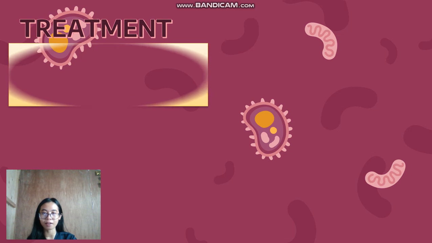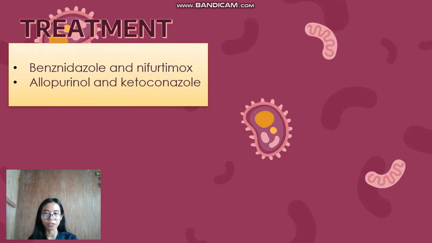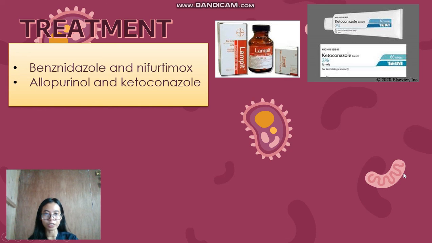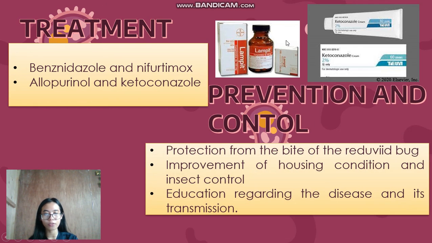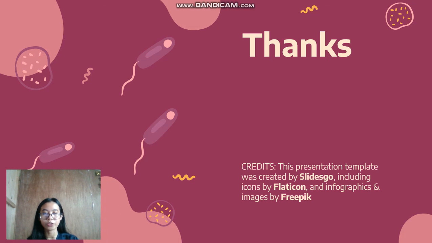So for the treatment, the drugs of choice are benznidazole and nifurtimox, then allopurinol and ketoconazole. These are examples of the drugs that are helpful for Chagas disease. And for prevention and control, protection from the bite of the reduviid bug, improvement of housing conditions and insect control, and of course, education regarding the disease and its transmission are very helpful. So that could be all. Thank you.